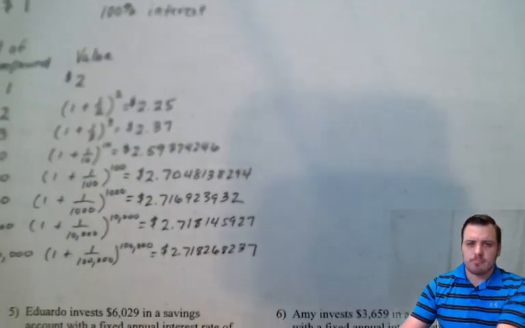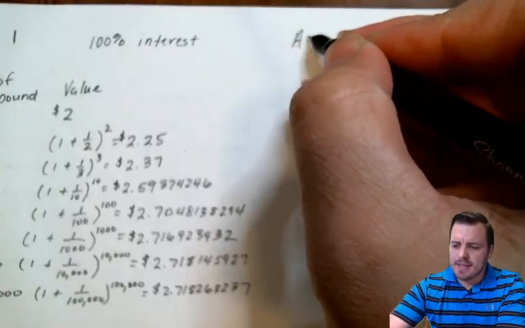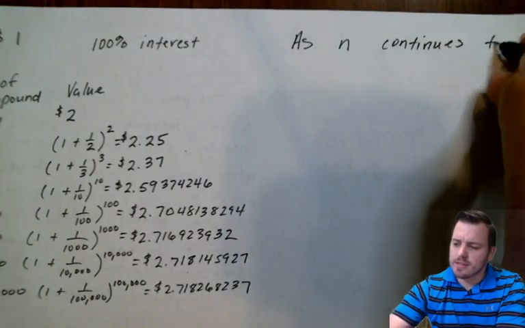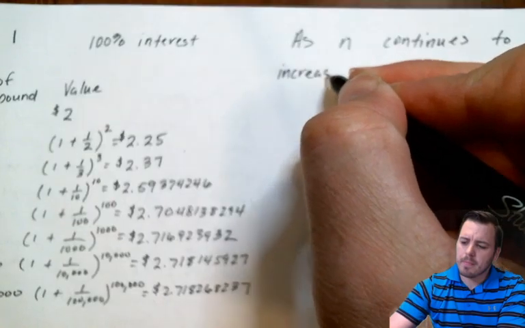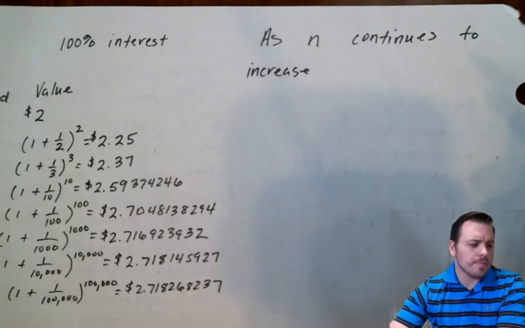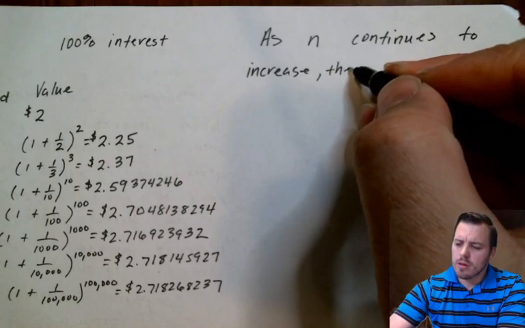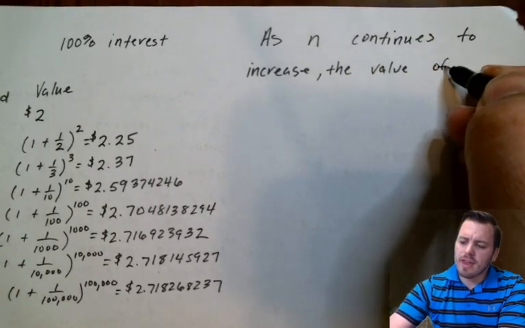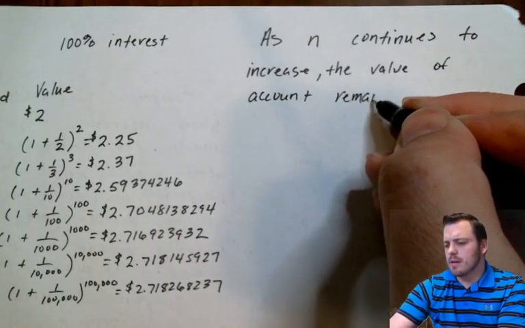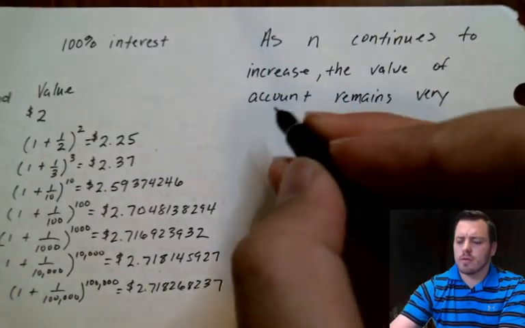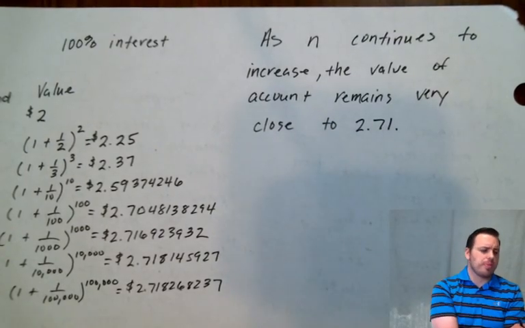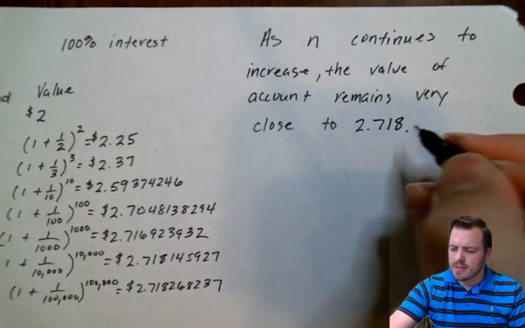So, as n, the number of compounds that we have, continues to increase, the value of the account remains very close to 2.71. And I'll say 2.718.